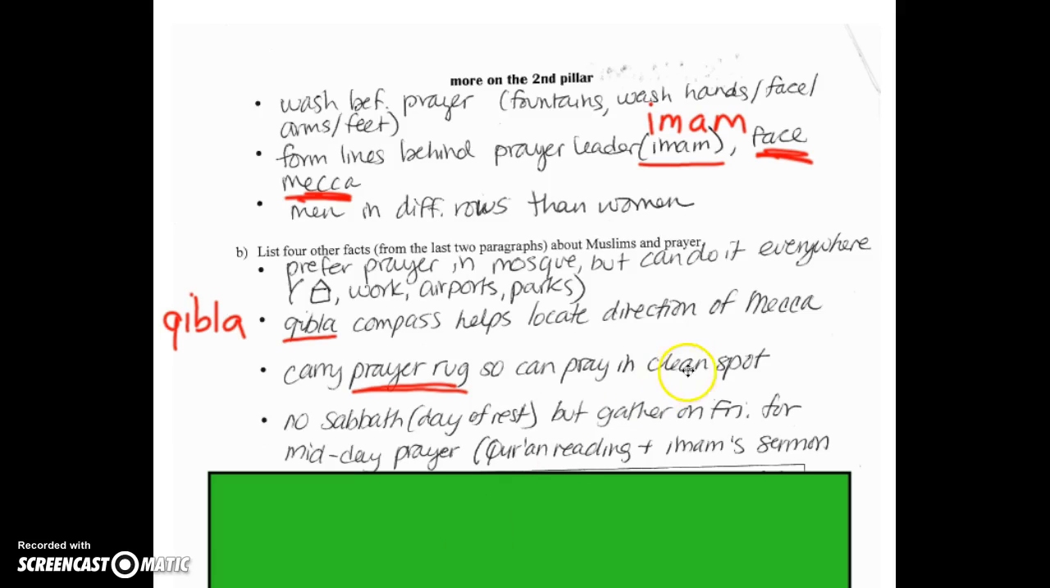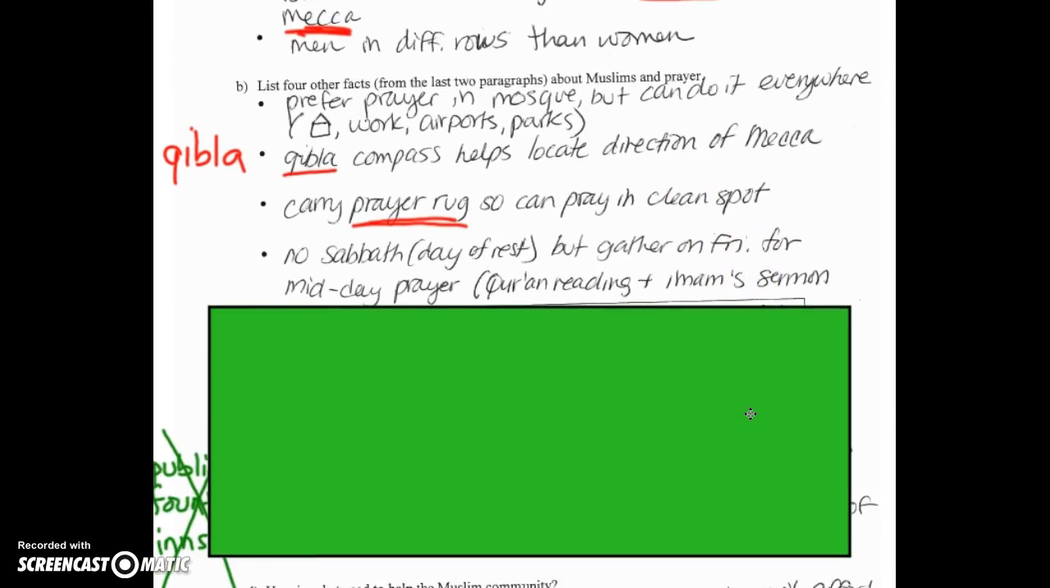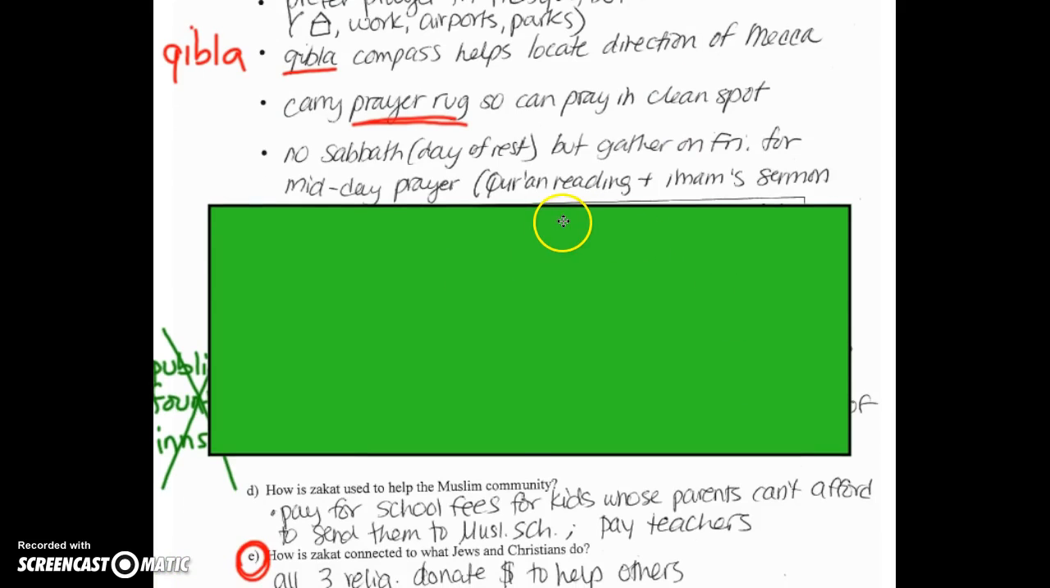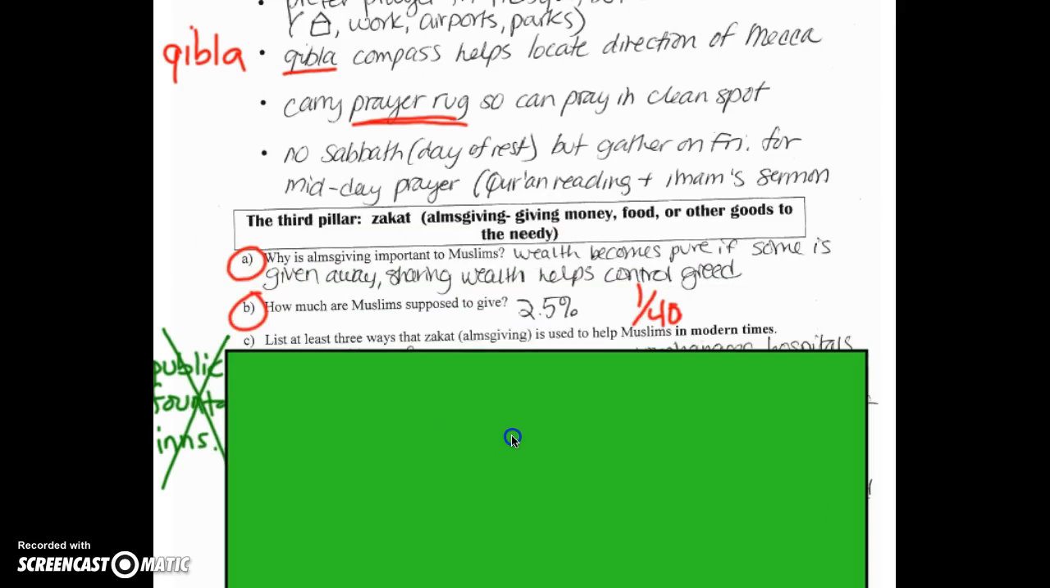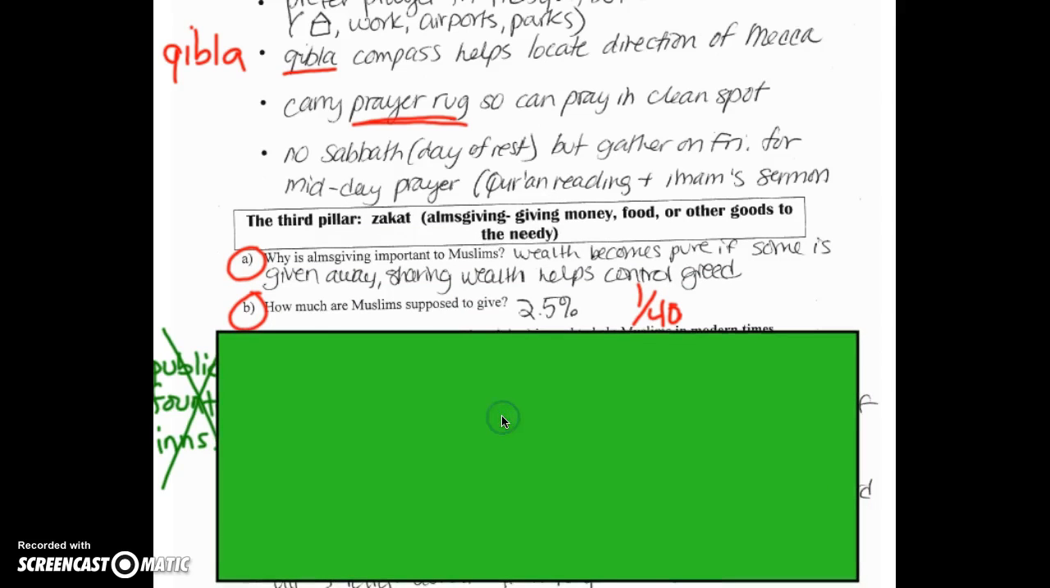Again, pause the video if you need to catch up and make sure your notes are good. So we are going to move on to the third pillar. So I circled A and B because frequently those answers are a little off on people's papers. So why is almsgiving important? So almsgiving is defined for you up in the box. And sometimes people write the wrong number for B, so make sure that number is correct.